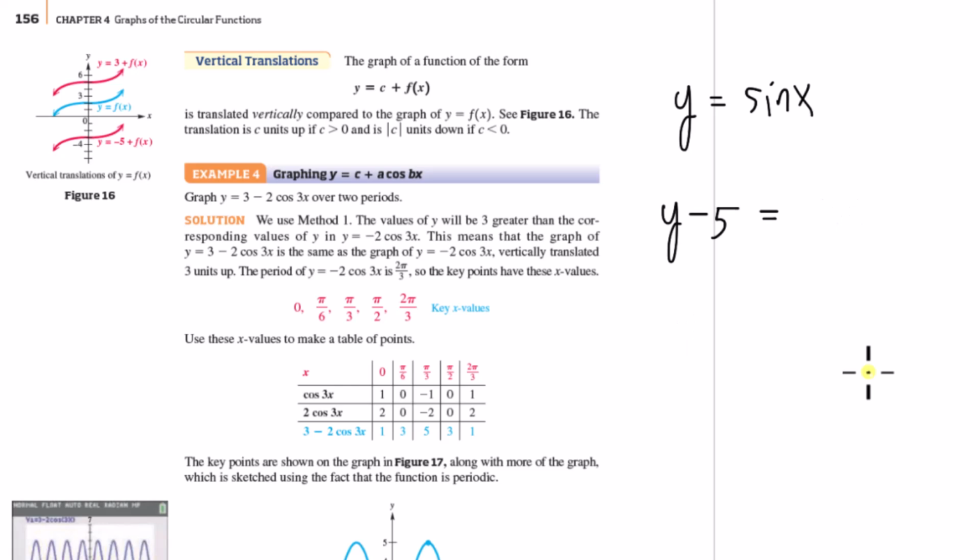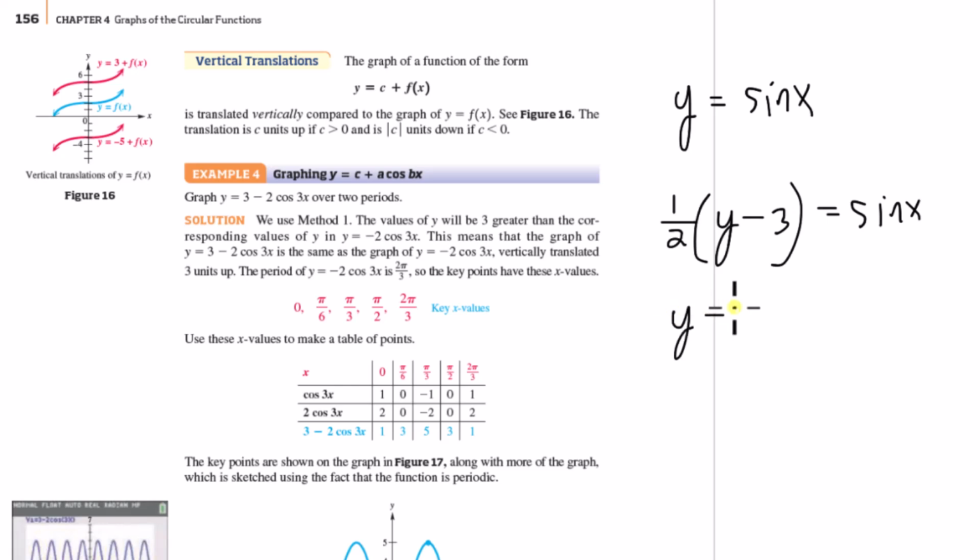If we wanted to scale the amplitude up by a factor of 2 and shift vertically upward 3, then we do this. We do 1/2, because we want to scale it up. Y minus 3 is equal to sine of x. That's it. So you multiply both sides by 2. Add 3 to both sides. And there you go.